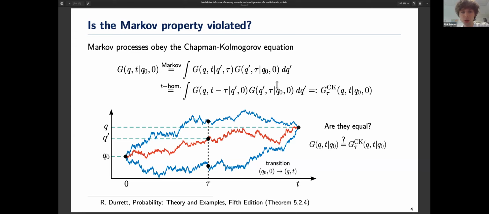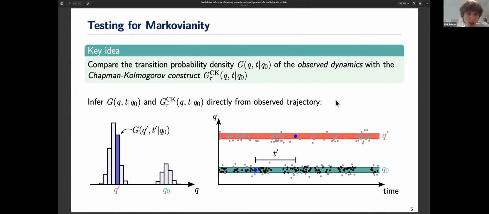What we now want to check is whether this equality is violated or not. So we introduce the right-hand side as GCK. This is our construct, and it now also depends on tau. We know that for a Markov process these are equal, and we now want to apply this equality to a process for which we don't know if it's non-Markov or Markov. So the key idea is to check whether these two are equal or not.